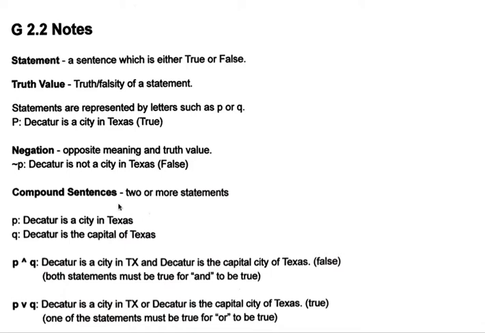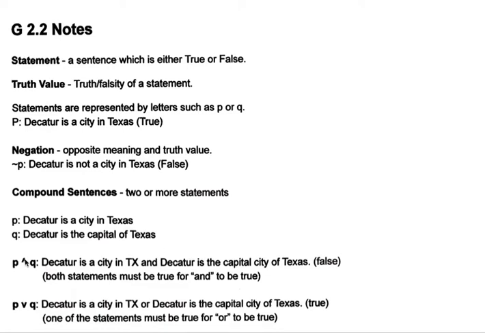Okay, compound sentences, two or more, and we'll just deal with two. Okay, we'll have two of them here. P, Decatur is a city in Texas, and Q, Decatur is the capital of Texas. Now, sometimes you probably think Decatur is pretty dang important, so it might be the capital, but it really isn't. Sorry to burst your bubble on that one.